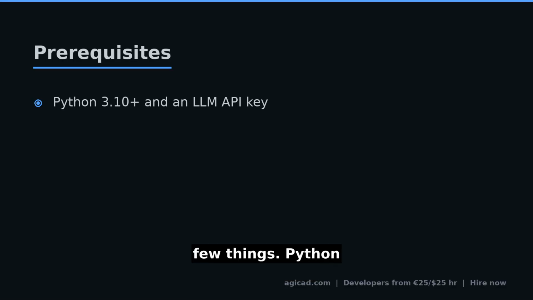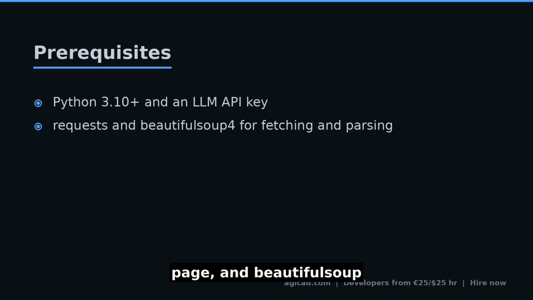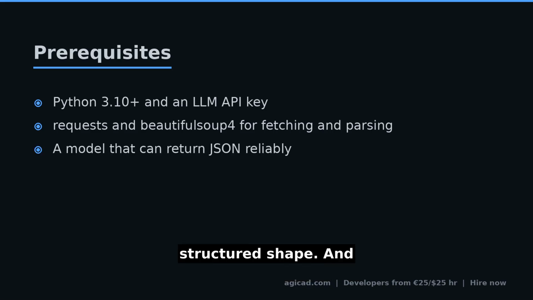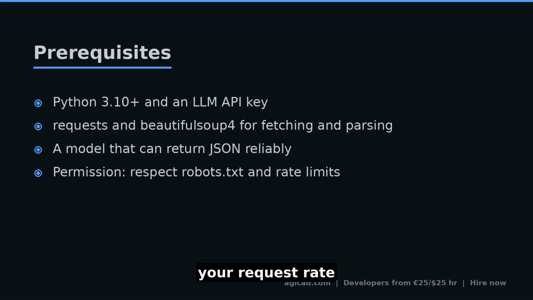You'll need a few things. Python 3.10 or newer and an API key for a language model. Two small libraries, requests to download the page, and BeautifulSoup to parse it. A model that can return clean JSON, because we'll ask it for selectors in a structured shape. And one thing that isn't code but matters just as much, permission. Only scrape sites you're allowed to, respect the robots file, and keep your request rate gentle. A self-healing scraper runs on its own, so being a polite one is part of the design, not an afterthought.